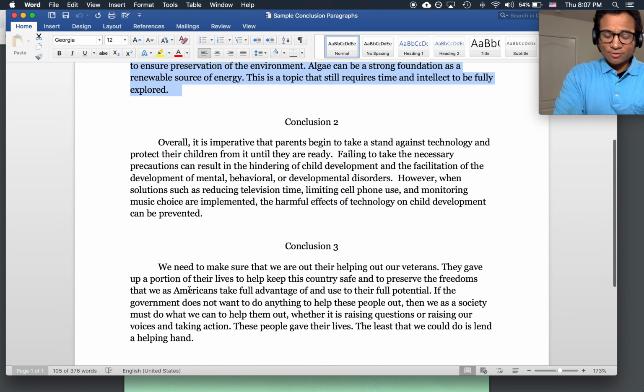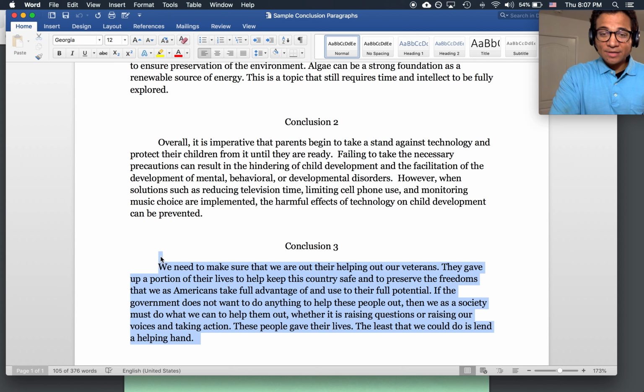This one is about the veterans transitioning into civilian life. So this is what it says. We need to make sure that we're helping out our veterans. They gave up a portion of their lives to keep this country safe and to preserve the freedoms that we as Americans take full advantage of and use to their full potential. If the government does not want to do anything to help these people out, then we as a society must do what we can to help them out, whether it's raising questions or raising our voices and taking action. These people gave their lives. The least we could do is lend a helping hand.